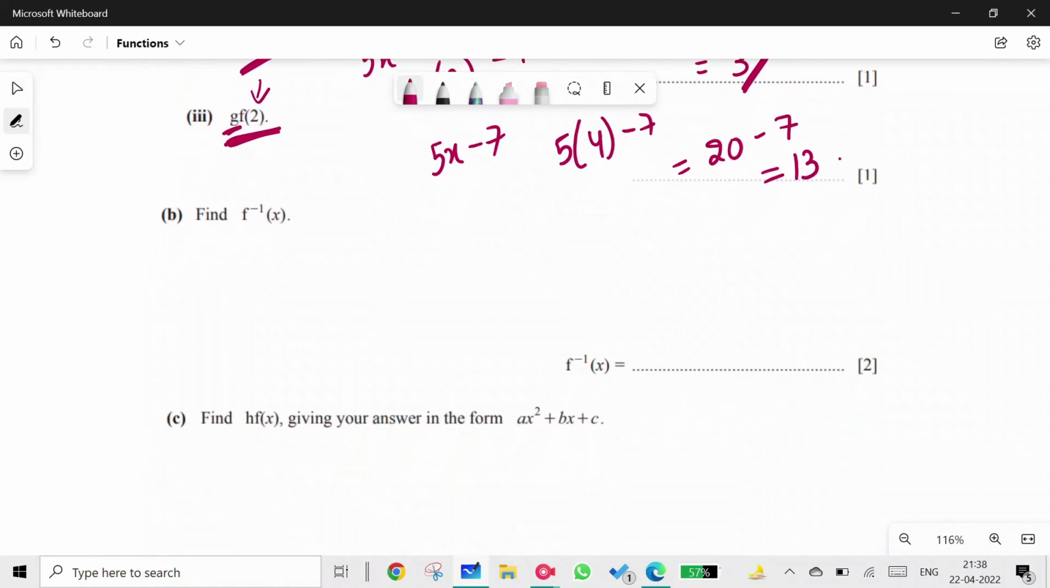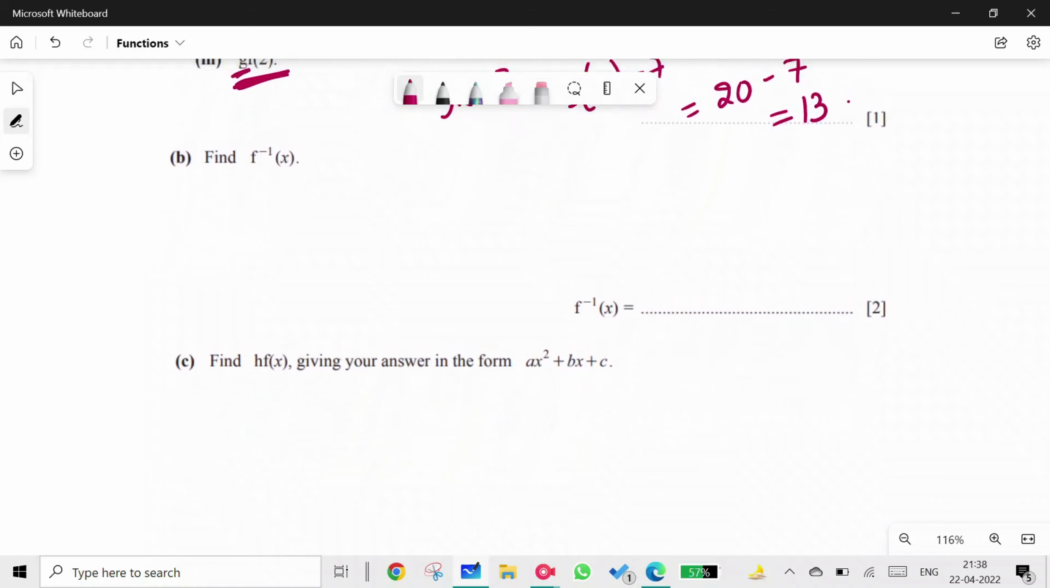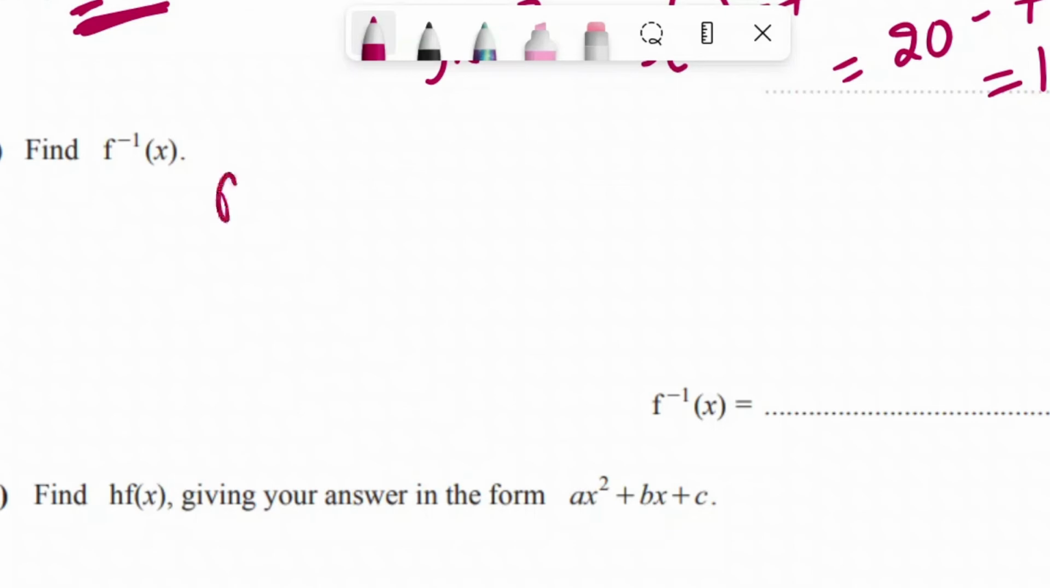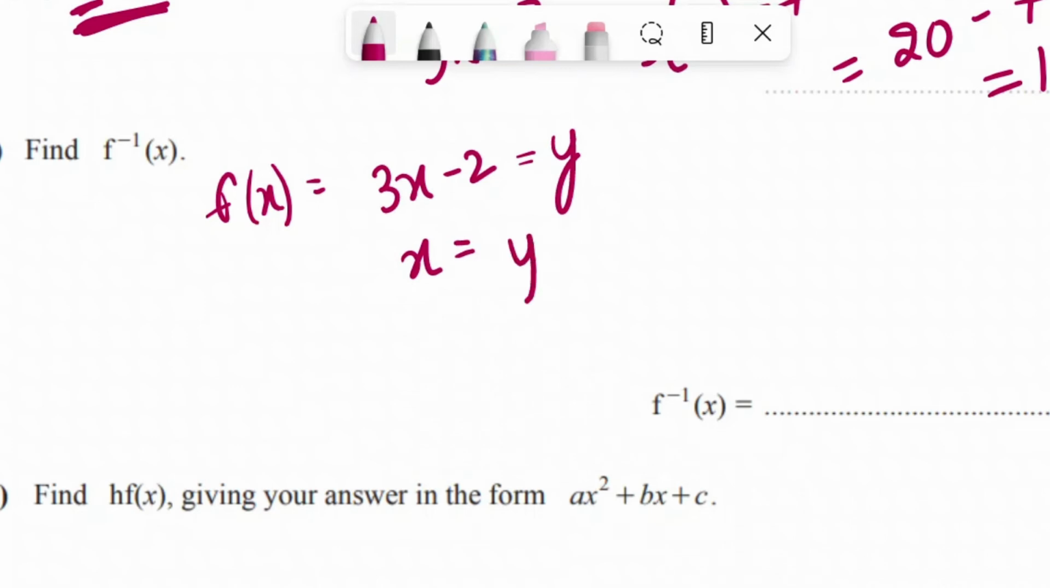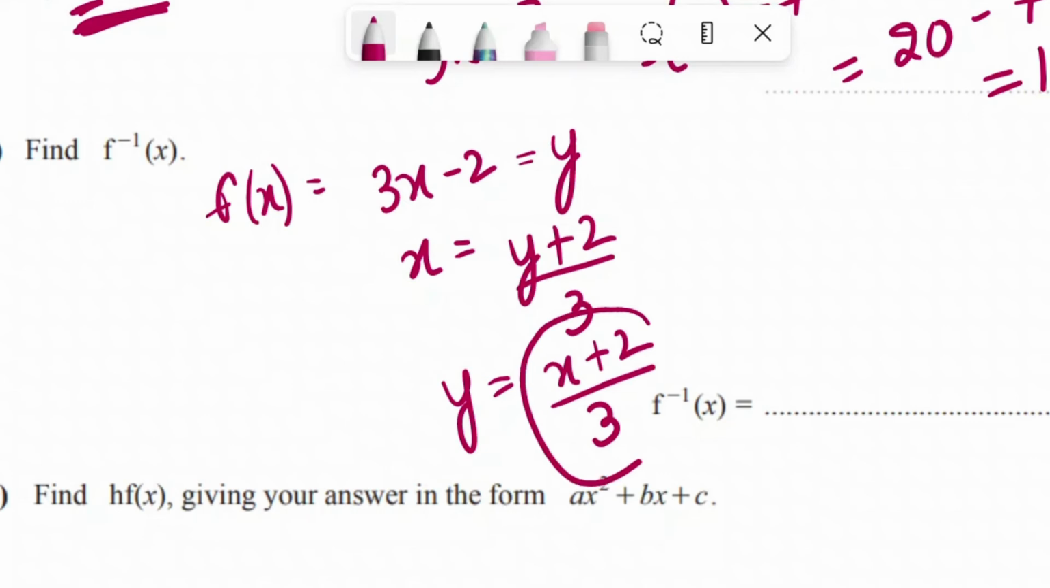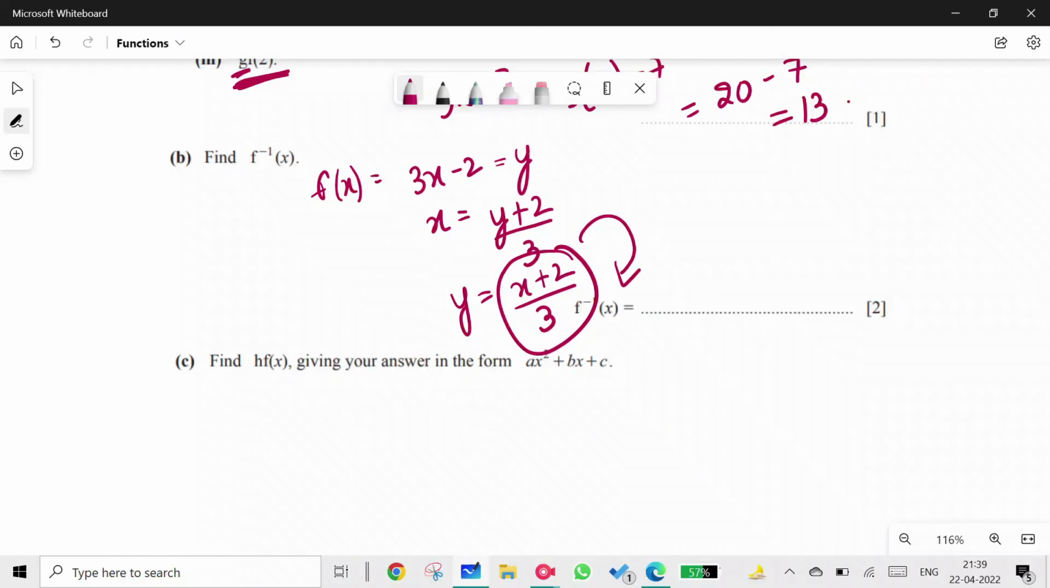Next, we have find f inverse of x. So this is an inverse function that you're doing. So the first thing that you do is f of x is equal to 3x minus 2. Take it equated to an alphabet. I'm taking y. Now isolate x, take everything else on the other side. So you get x is equal to (y plus 2) by 3. The last step is just to switch the alphabets. So I'm going to write y equal to (x plus 2) by 3. So that's it. This is my value of f inverse of x in 3 simple steps.